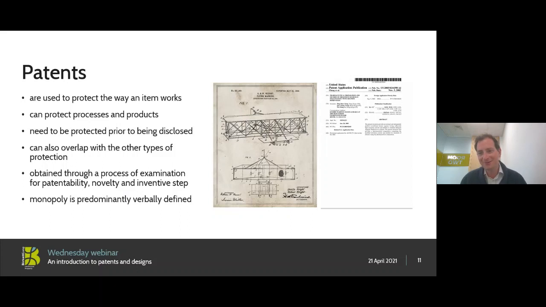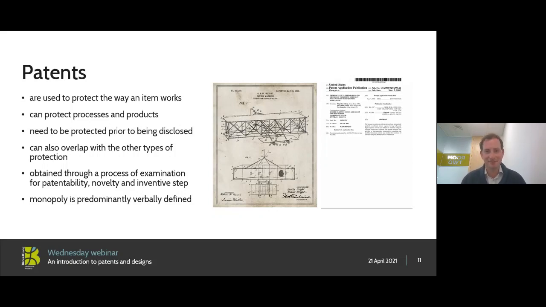So in contrast to designs, which protect the way something looks, patents are protecting the way an item works. And there are various things which we can protect with patents. Anything of a technical character that isn't disallowed in terms of non-patentability. So generally something might be a product, might be a process, a way of making something.